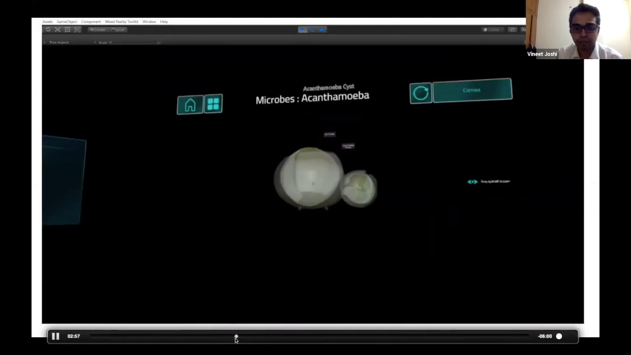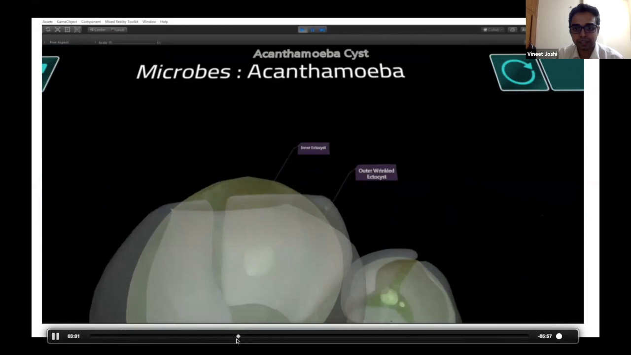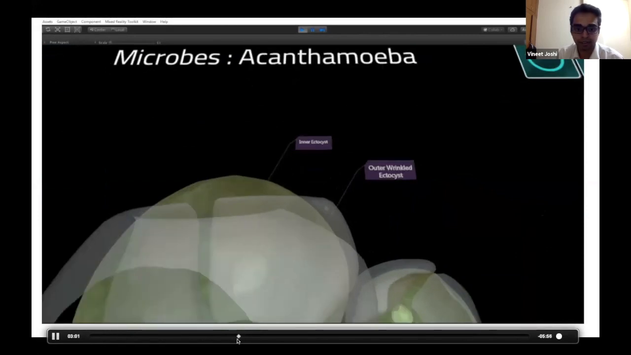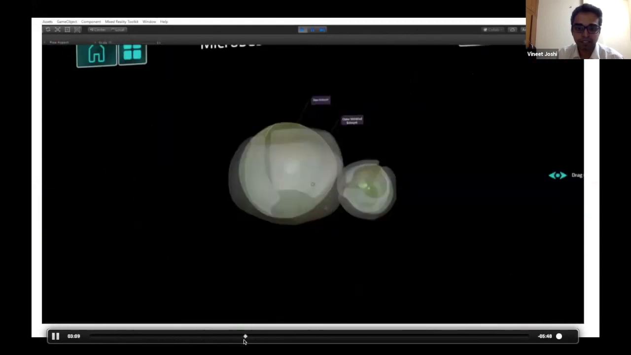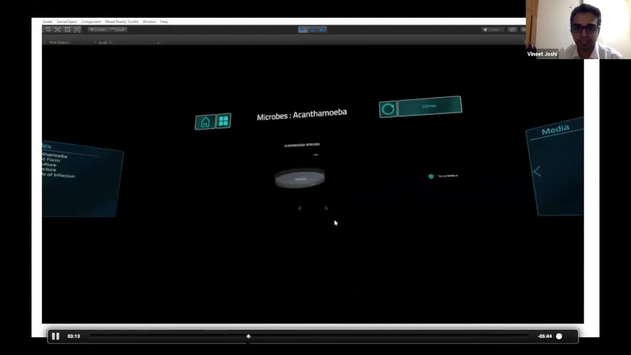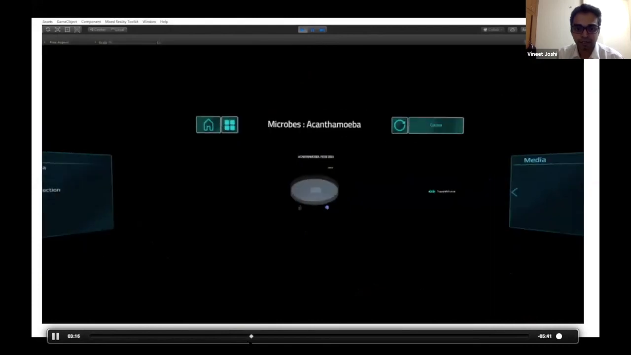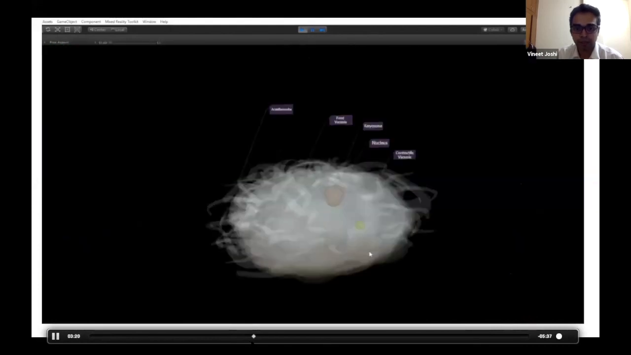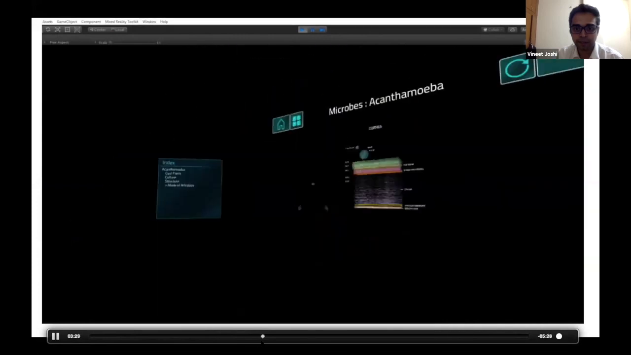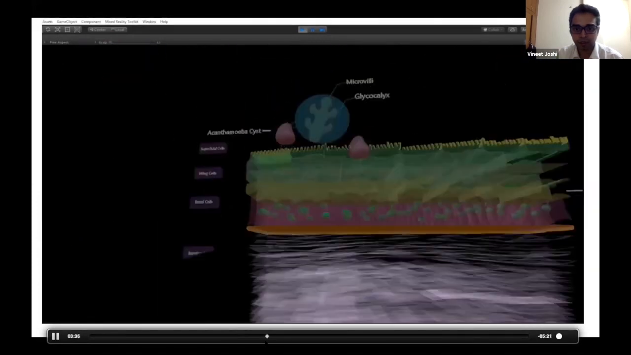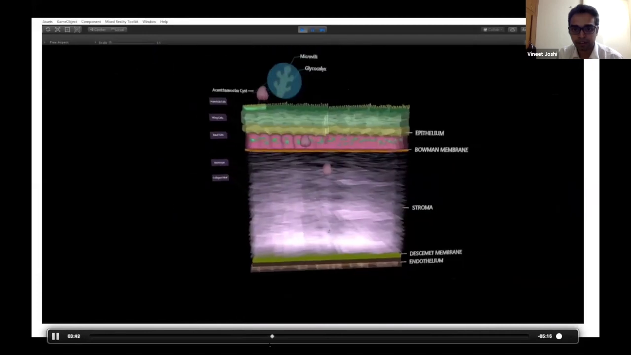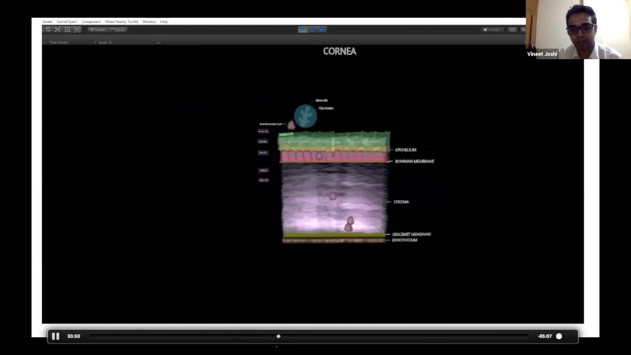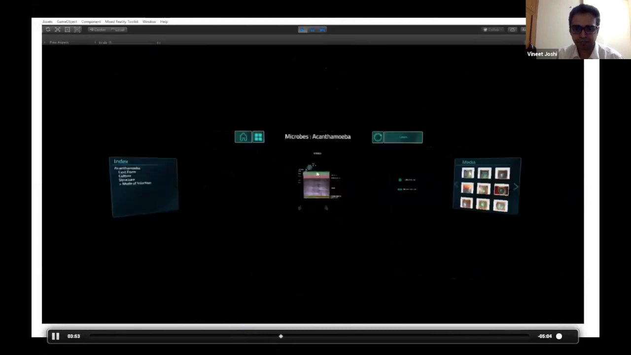If you want to see the model, you can go close to it, see the inner ectocyst, outer wrinkled ectocyst. The next plan was to give an audio overlay, which is still in process, and you can actually put in some really beautiful animations like this. So how the organism goes through different layers of the cornea, and it reaches to the stroma but never crosses the Descemet's membrane.